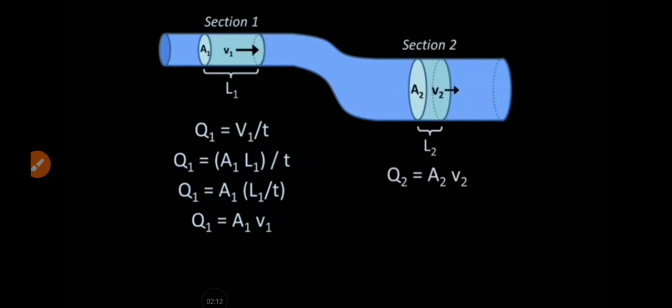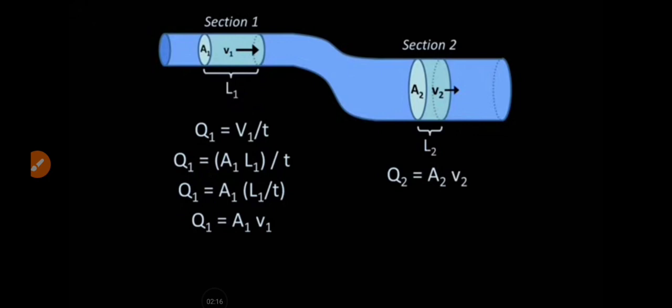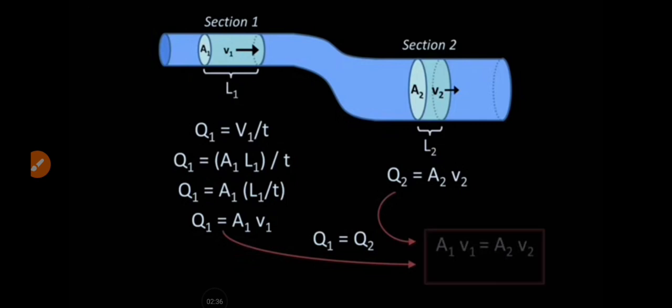The key realization here is that the flow in section 1, that is how much volume passes through section 1 per unit time, must be equal to the flow in section 2. If these were not equal, fluid would back up somewhere and become very compressed, and this would violate the assumption of elementary fluid mechanics that liquids are non-compressible. So if Q1 equals Q2, then we can say the product of A1 and V1 is equal to that of A2 and V2. This is what's referred to as the continuity equation.